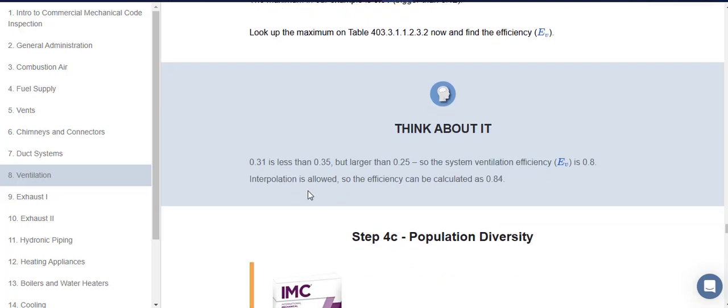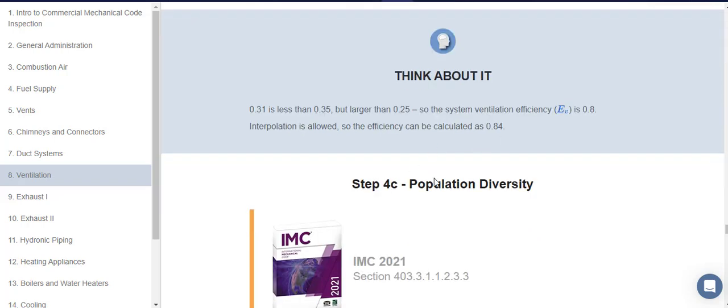Think about it. 0.31 is less than 0.35 but larger than 0.25. So the system ventilation efficiency Ev is 0.8. Interpolation is allowed, so the efficiency can be calculated as 0.84.